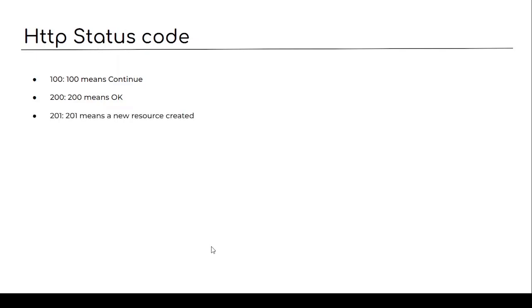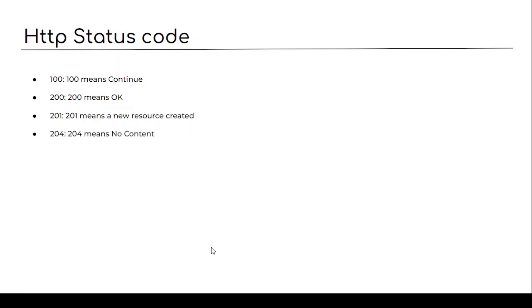The third one is 201, which means a new resource created, which indicates that a new resource is created before this response is sent back and the new resource is written in the body of the message. Its location is either the URL of the request or the content of the location header. If you are successfully adding a new resource by using the HTTP post method, then in that case you will get 201 as the code.